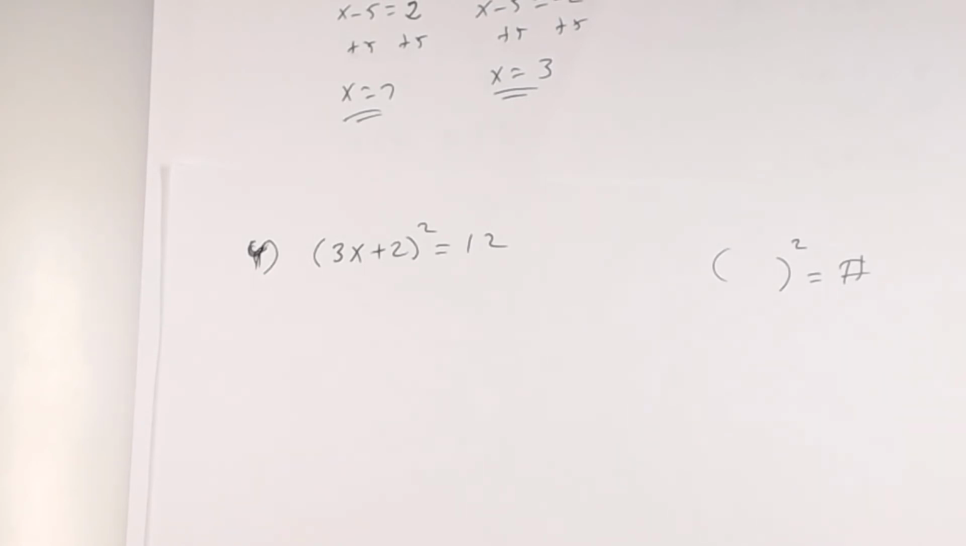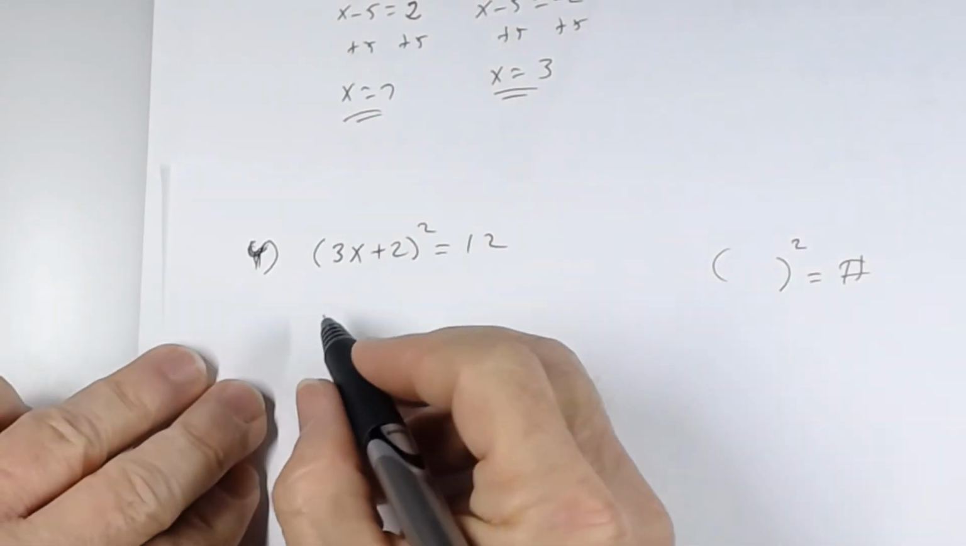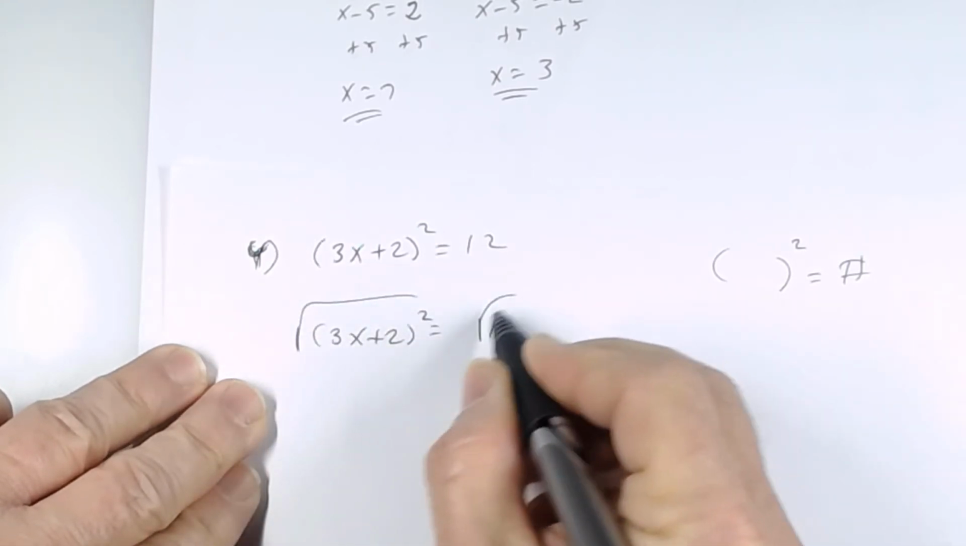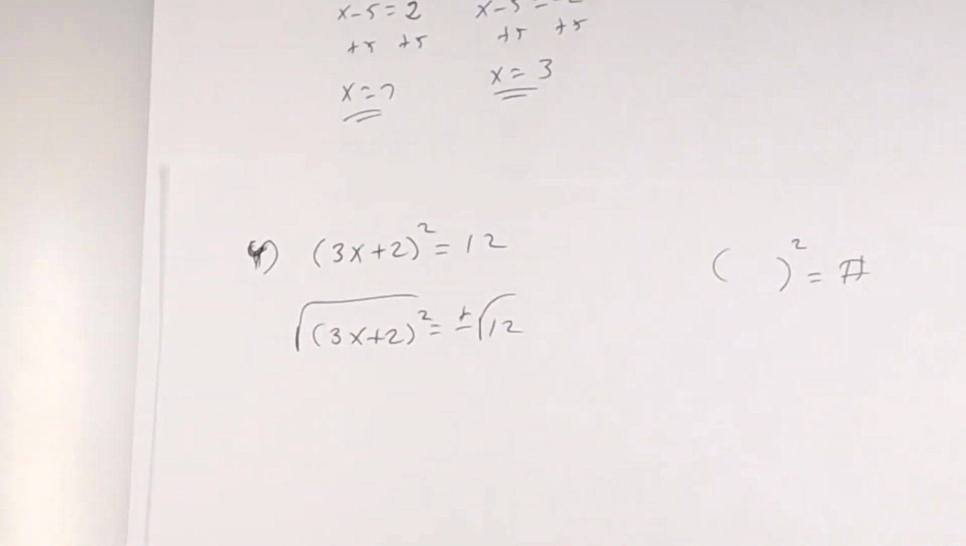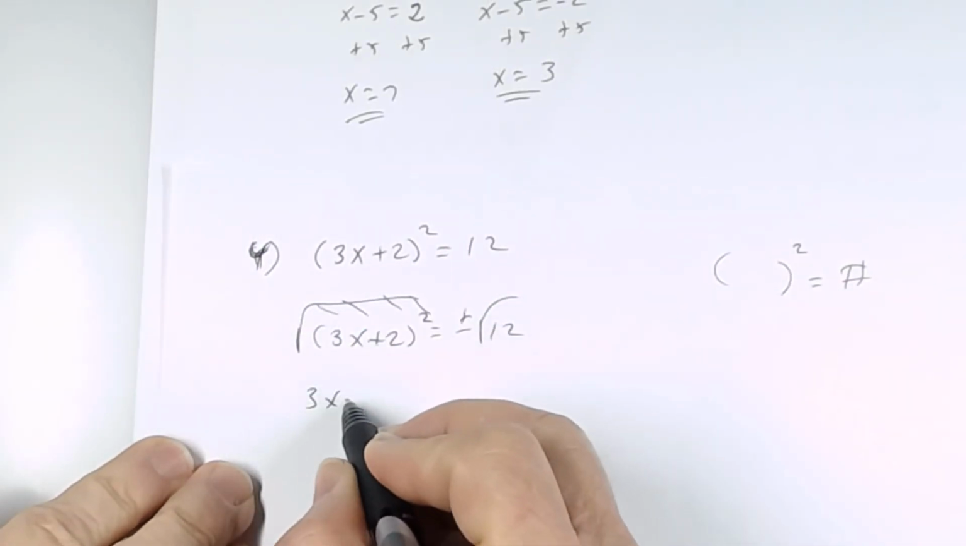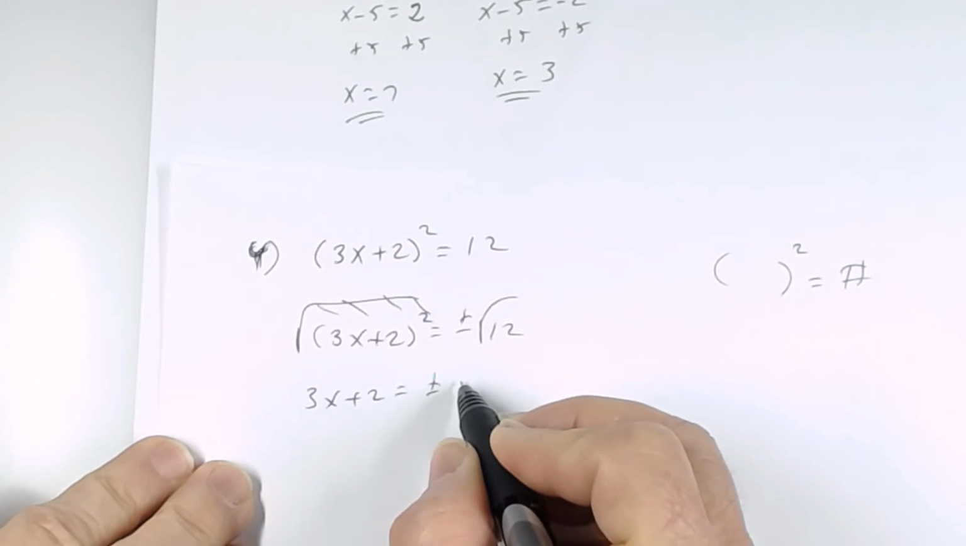Take the square root of both sides. So we're going to rewrite this over. So square root, plus or minus. Now, before I go on, are my solutions real or imaginary? Real. Are they rational or irrational? Irrational. Good. So you get the hang of this because 12 is not a perfect square. So the square root and the square undo each other. So I get 3x plus 2 equal plus or minus the square root of 12.